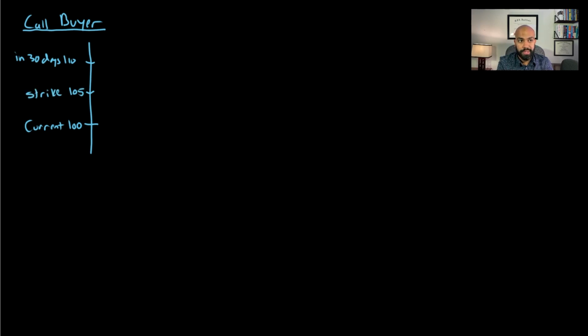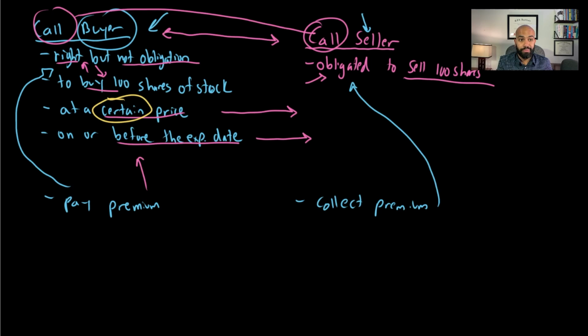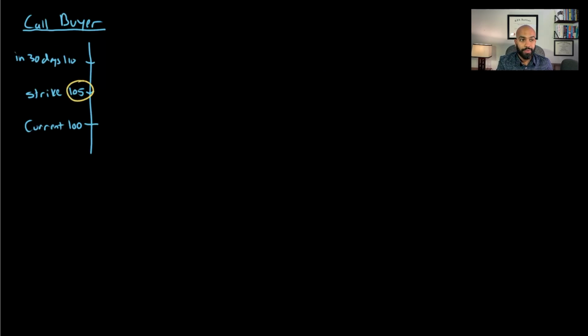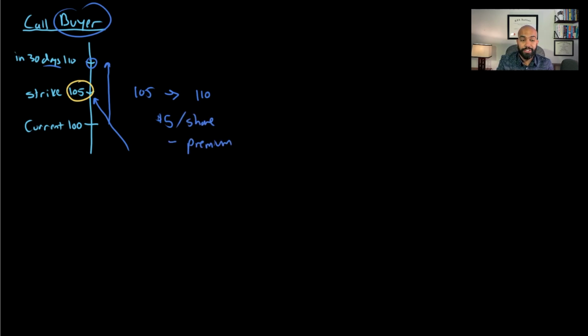Now, what does strike price mean? If you remember from the definition, the certain price, that's what we're talking about. That's what this is. This is the certain price. So let's say the stock goes from $100 to $110 in 30 days at this expiration date. That means the person who bought the call option has the right to buy 100 shares at 105, even though it's trading at 110. So they can buy it at 105 and then they could sell it in the market for $110 and they would profit $5 per share minus the premium that they paid to the seller.